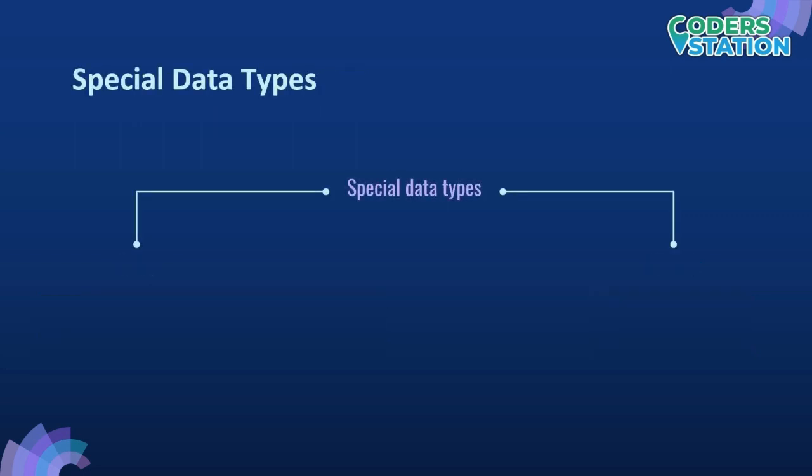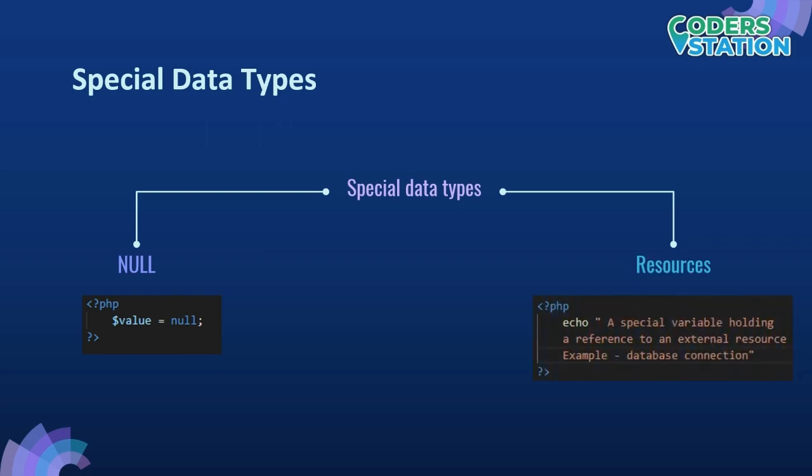In PHP, there are 2 special data types, resource and null. First, null. Null is a special value in PHP that represents the absence of a value. It is often used to indicate that a variable has not been assigned any value yet. Next, resource. It is a reference to an external resource, such as a file or a database connection, that is managed by PHP. It allows PHP to interact with these external resources in a more efficient way. We will learn about resources in a later part of the course.